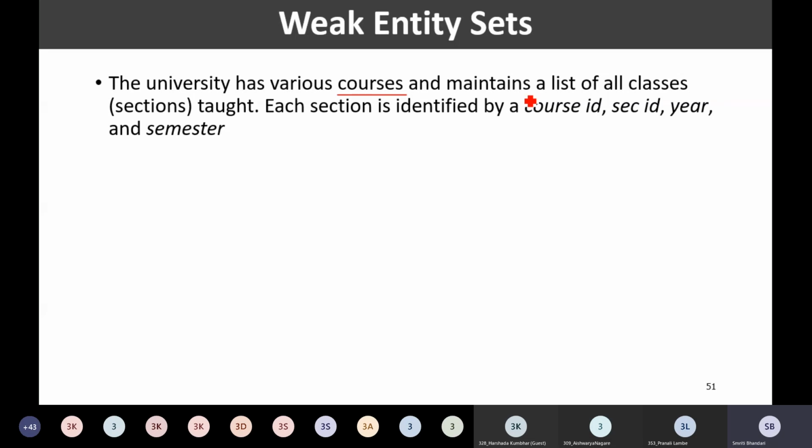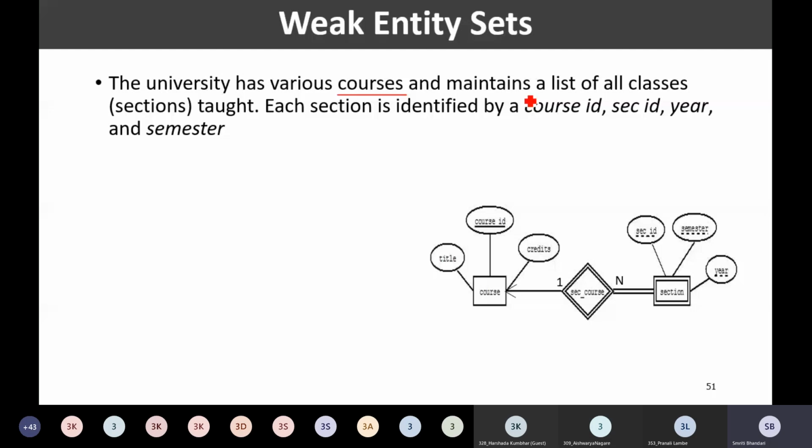So no doubt every course will have section 1, section 2 and so on. Is that correct? If I want to identify which course this section 1 belongs to, then obviously I need to take help from this entity set course, right? So if this is the situation that we would like to model, we have this kind of ER diagram.